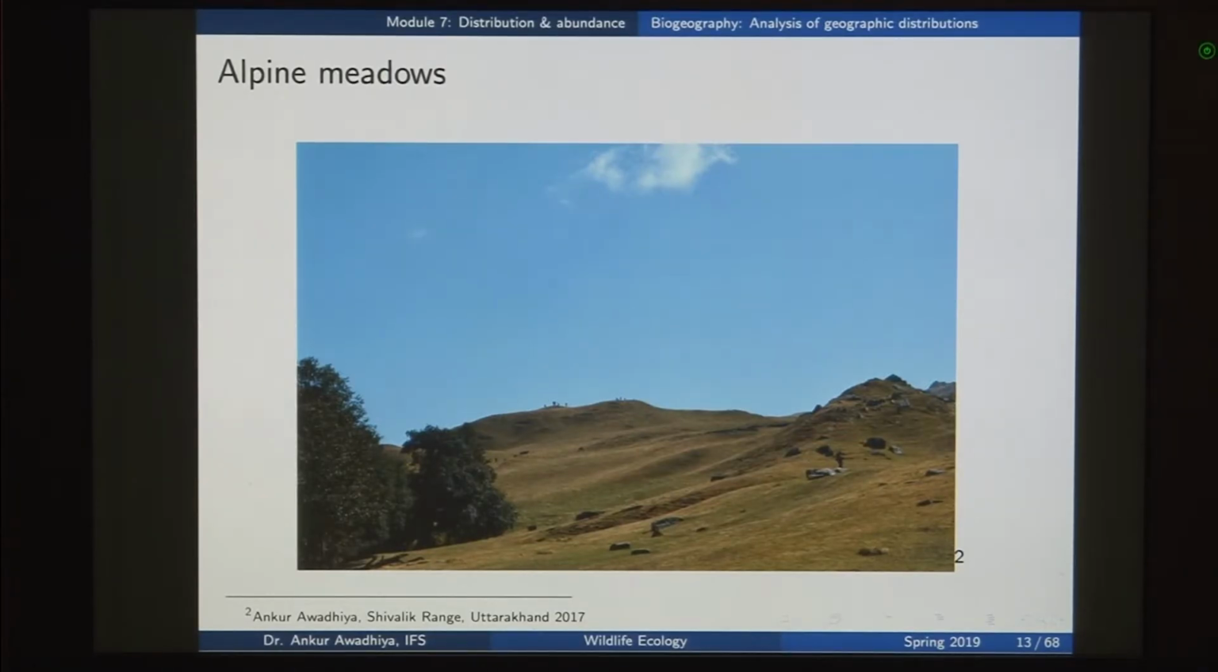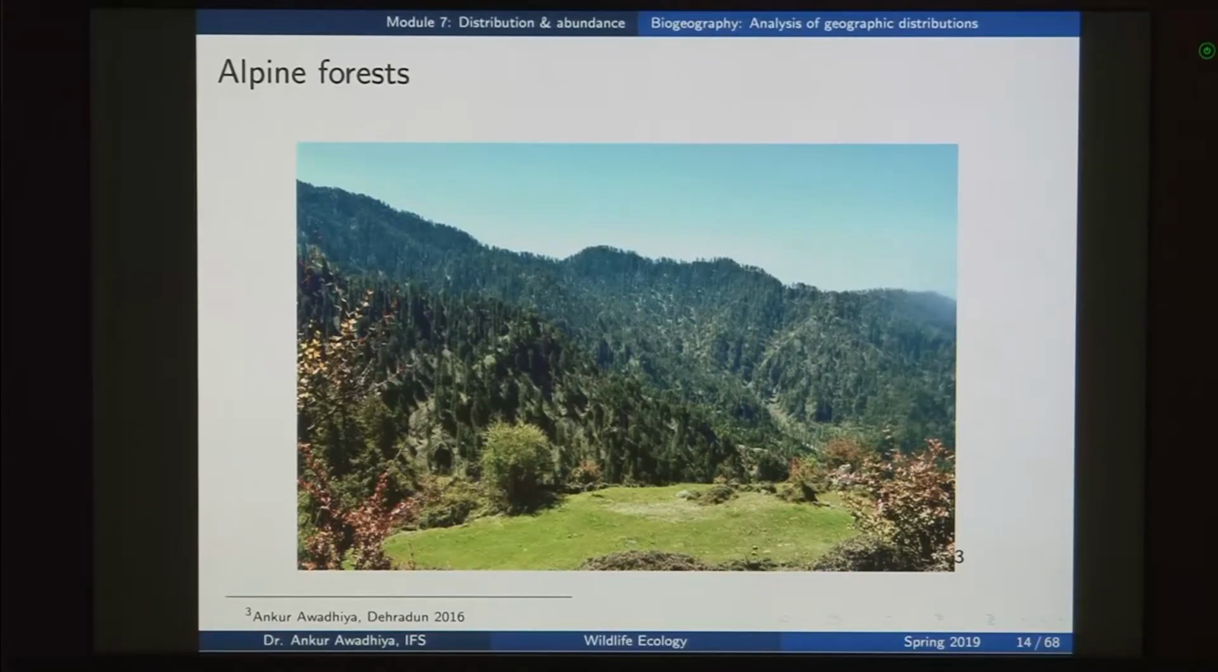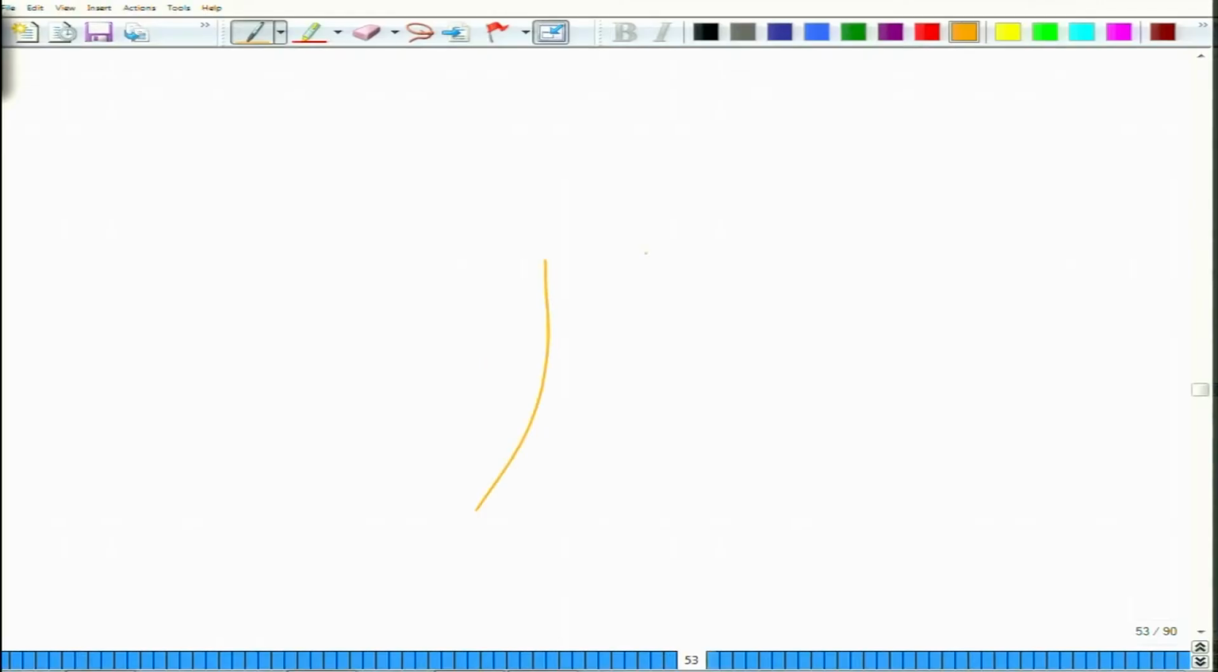Now another kind of habitat that we have is known as an alpine forest. Now again, alpine is a mountainous area, so alpine forests are those forests that are found in the mountainous areas. Typically you will find coniferous trees, and you will also find some broadleaf trees. Now in the case of these coniferous trees, you will have a structure that permits snow to fall down, and they will have a very specific shape of the tree.